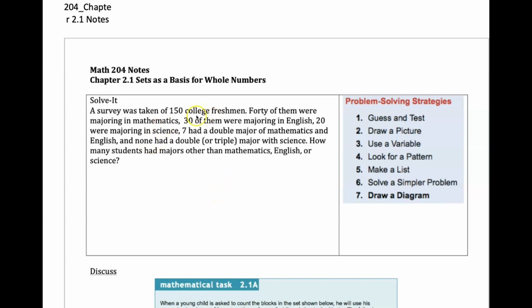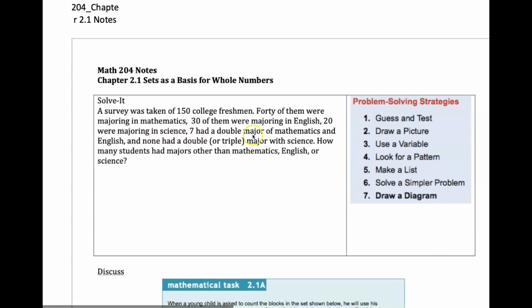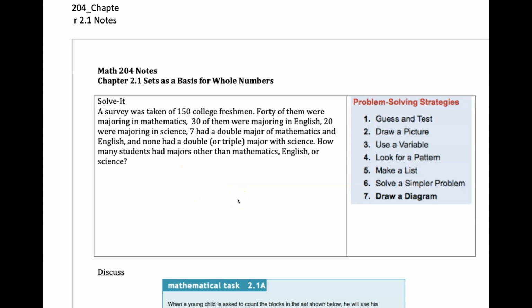We have a survey of 150 freshmen, and each of them answered questions about their major. We see 40 of them majored in math, 30 in English, 20 in science, 7 a double major of math and English, and none had a double or triple major with science. How many students had majors other than math, English, and science? Looking at those numbers, it seems like a puzzle problem, and it is. Without organizing ourselves, it can be difficult to solve.